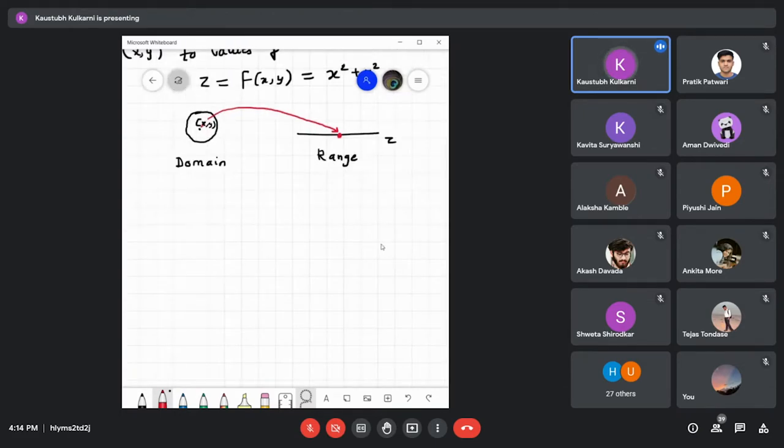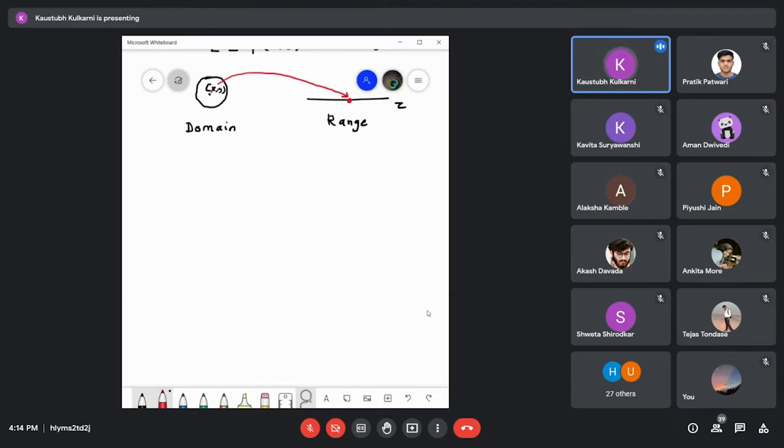Let's take another, simpler example of a function of two variables. Let's say f(x, y) is equal to 2x square y cube. This is also an example of a function of two variables x and y, and there is an implicit z equal to this. The next thing is partial derivatives.